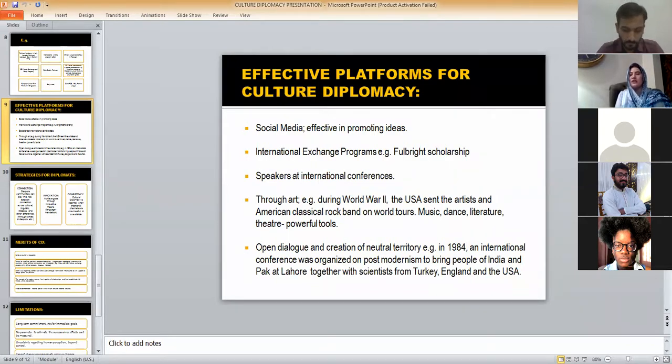Music, dance, and literature were promoted, and this helped de-escalate the rift that the Soviet Union and the USA had, and they had a musical concert in Cuba as well. So this brings people-to-people contact, and this somehow lessened the tension between the two states. So: open dialogue and creating neutral territories. For example, in 1984 an international conference on postmodernism was organized to bring people of India and Pakistan, Lahore, together with scientists of Turkey and England. So you can all work globally as well regarding all these things.